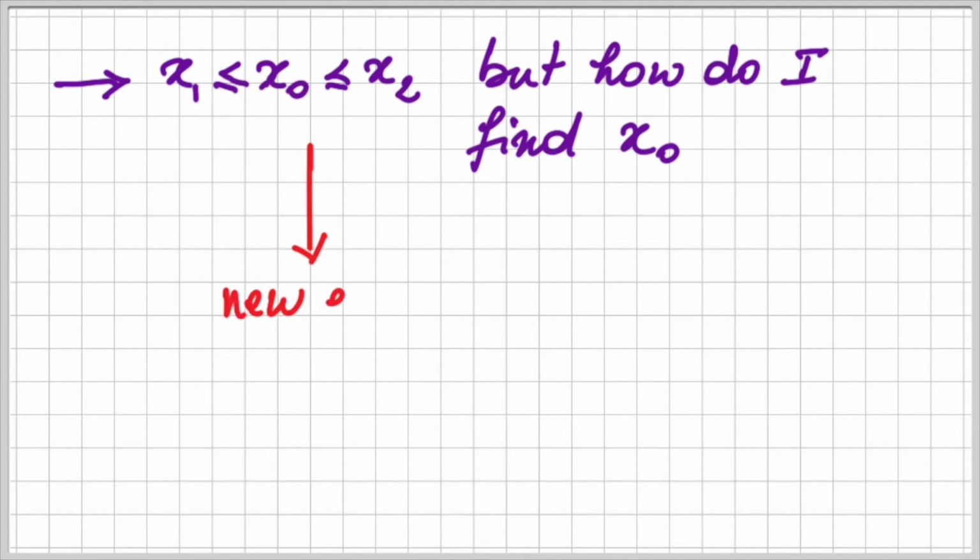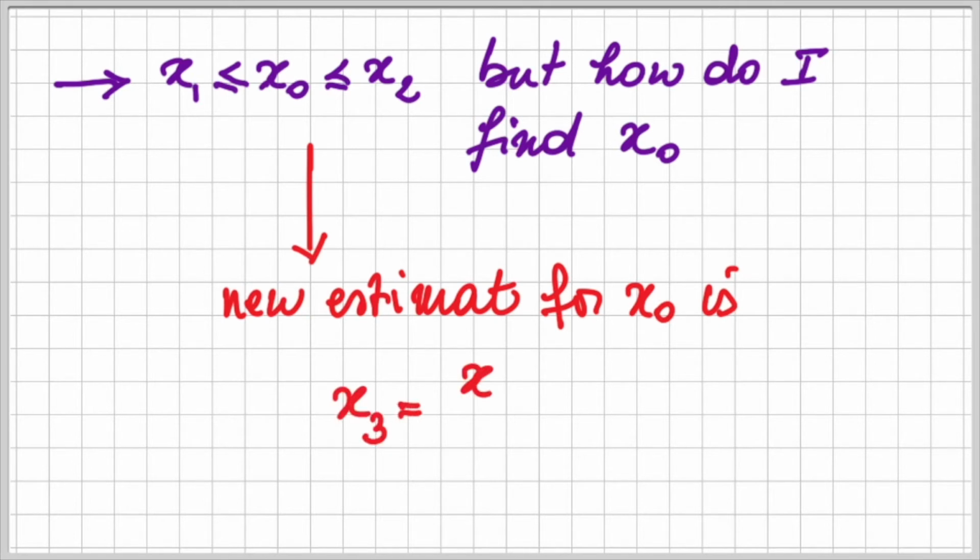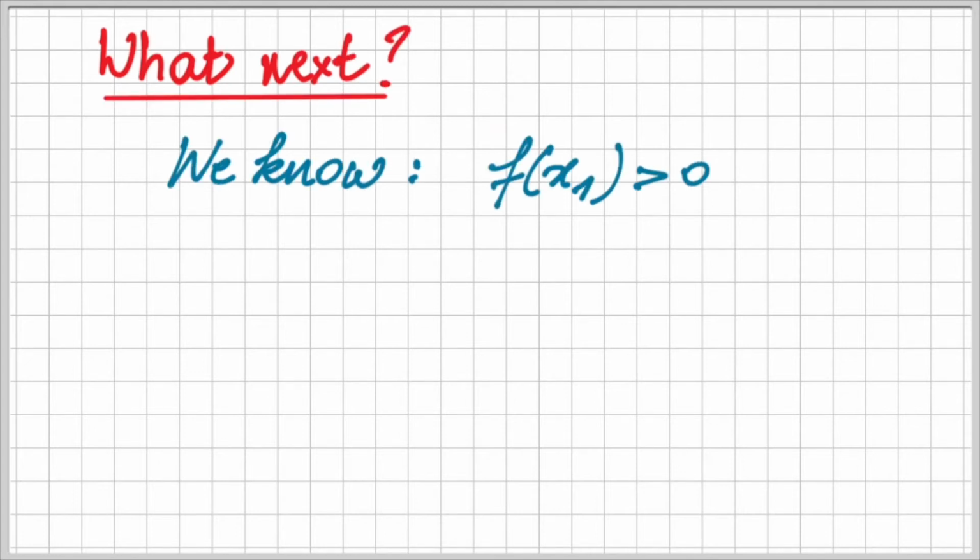Well, basically I'm going to make a new estimate for x0, which is the average of x1 and x2. So I'm taking the two extremes of this interval, I calculate the average, which gives me a new estimate of x0, and I now have to find the next step. We know f of x1 is larger than 0 and f of x2 is smaller than 0. What happens with x3? Where do we place x3, to the left or to the right?